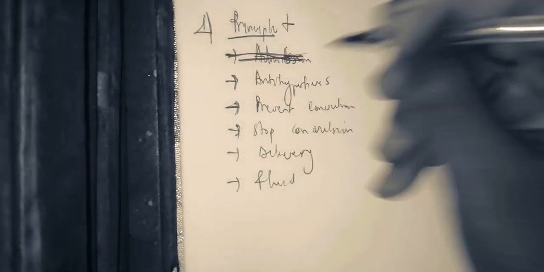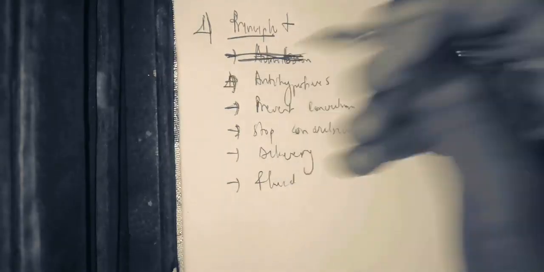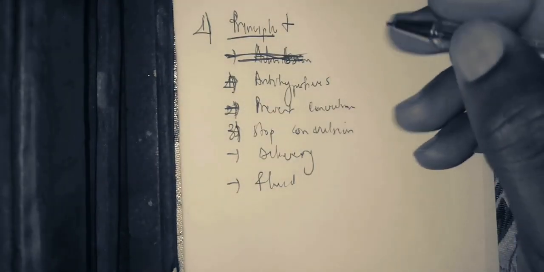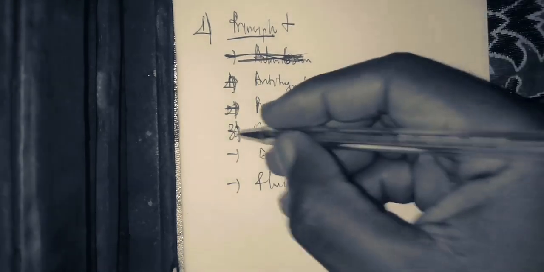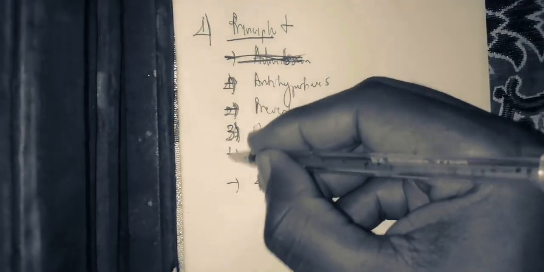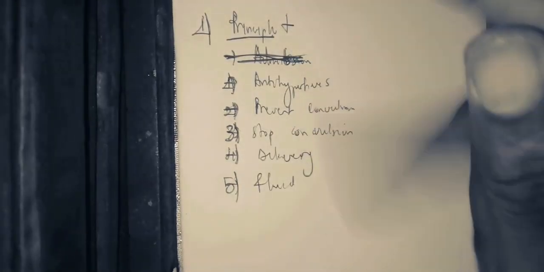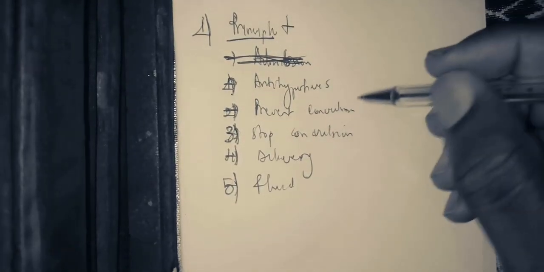So admission is not even there. So those are the 5 major steps. The first step, antihypertensive. Second step, prevent convulsion. Third step is to stop convulsion. The fourth step is delivery, and the fifth step is follow-up. So those are the 5 major steps I have to evaluate.